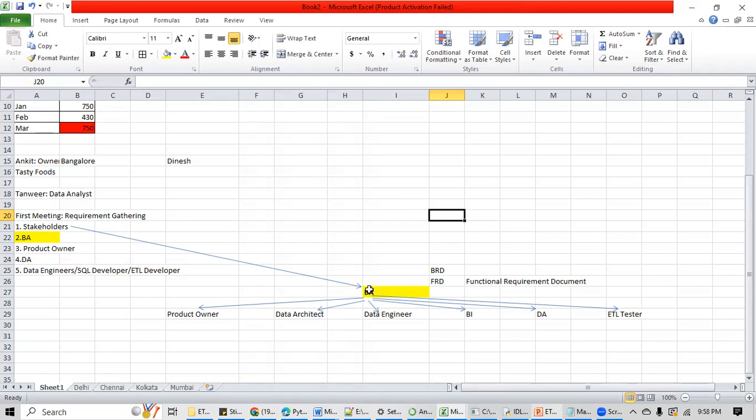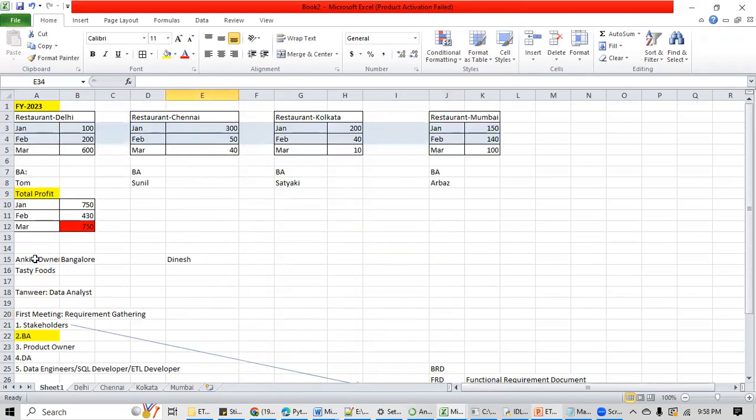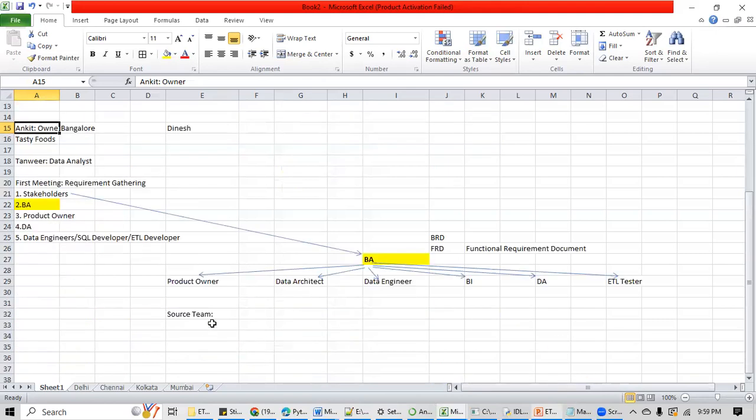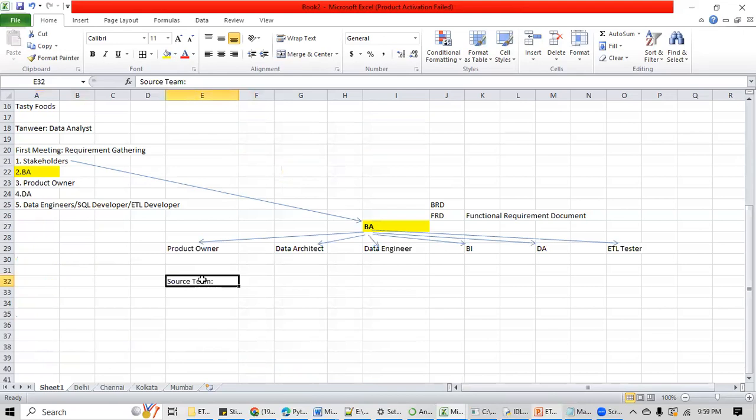Now, suppose a project is started. Now there is a source team. Who is the source team? Generally, the source team will be at the client side. For us, the client or the stakeholder is Ankit. He will arrange someone who is the source team who will send data to you. On a daily basis, the source team will send data.